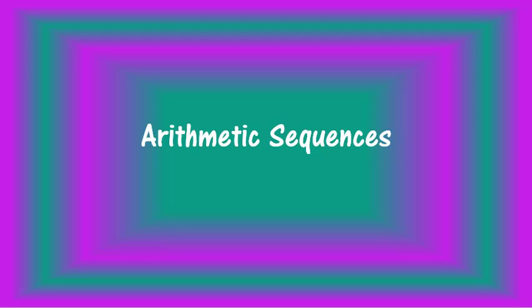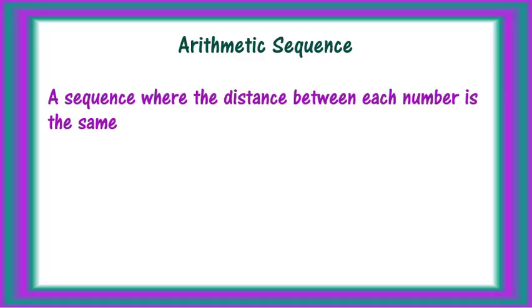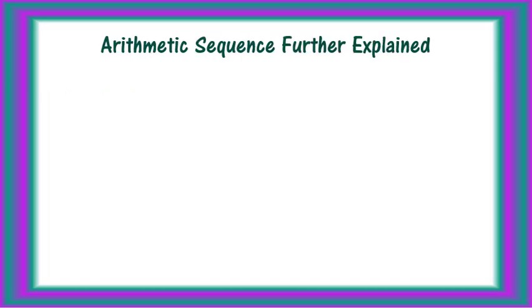In this video, we will explore arithmetic sequences, their definition, and examples. The definition of an arithmetic sequence is a sequence where the distance between each number is the same, and d equals the common difference. Let's go a little deeper into the definition or an explanation of arithmetic sequences.